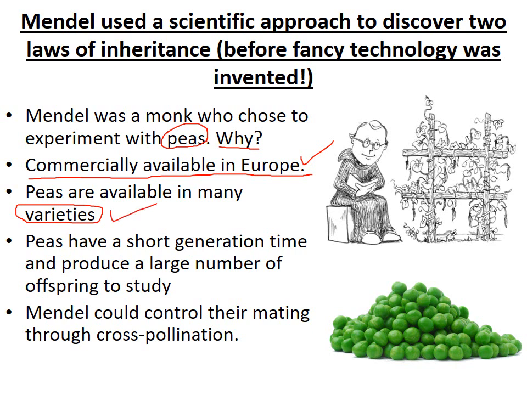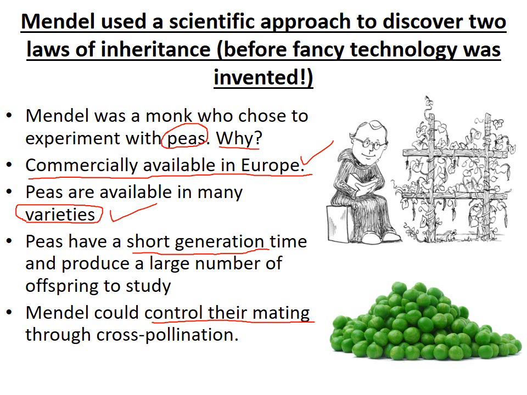Peas also have a very short generation time. Basically, they reproduce very quickly. They make babies quickly, so he could study this reproduction in a timely manner. He didn't have to wait years to see what traits were developed. And also another thing that was particularly useful with using peas is that Mendel could control their mating. He couldn't really take animals or humans and force them to mate and see their characteristics.